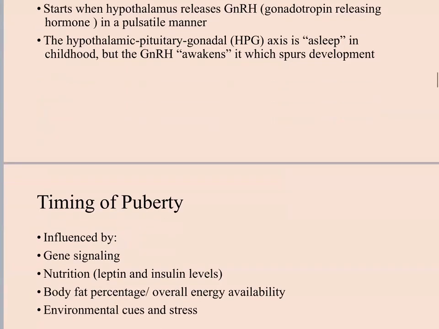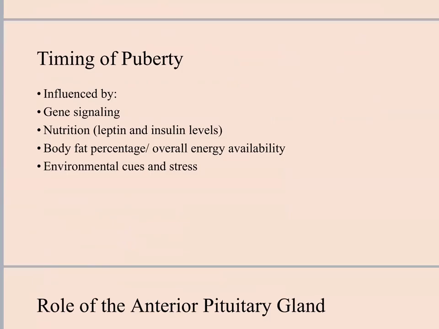Now, the timing of puberty has multiple factors. Some of it is gene signaling. So it's very dependent on when your parents went through certain things. Like women, if you asked your mom, when did you get your period? You're probably going to get your period around the same time that they did. Of course, that's not the only thing that influences it.